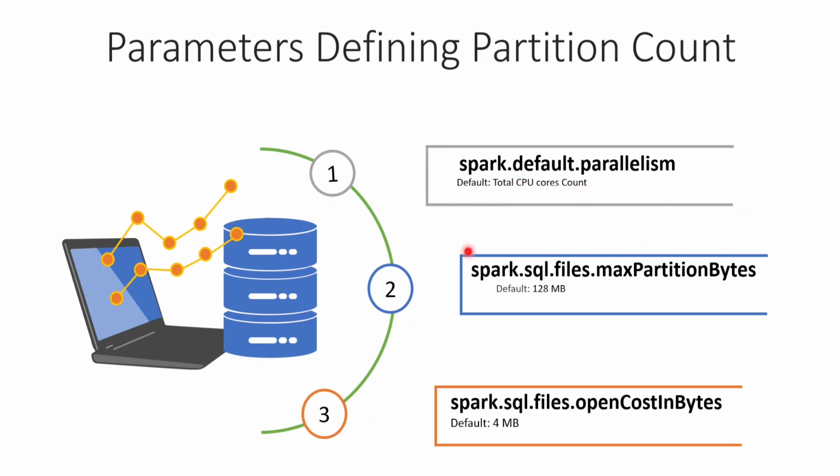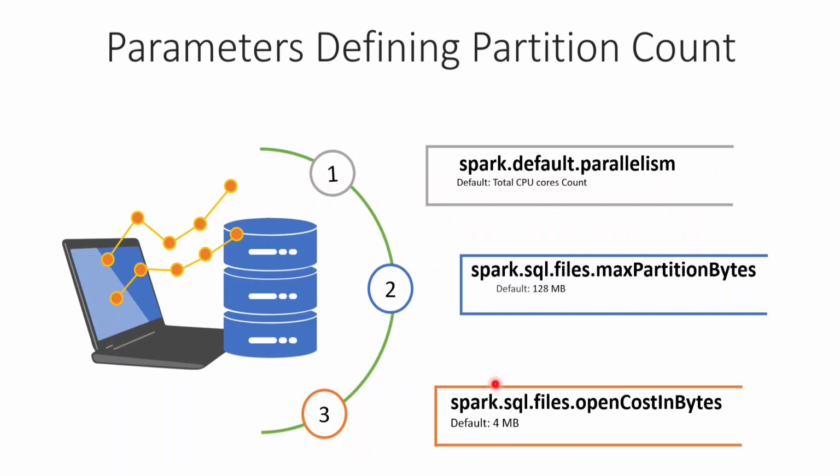And the second important parameter is spark.sql.files.maxPartitionBytes. This decides the block size of each partition. By default, it is 128 megabytes. Again, depending on the use case, we can change this one. And the third parameter is spark.sql.files.openCostInBytes. That is by default 4 megabytes. Again, this is changeable.